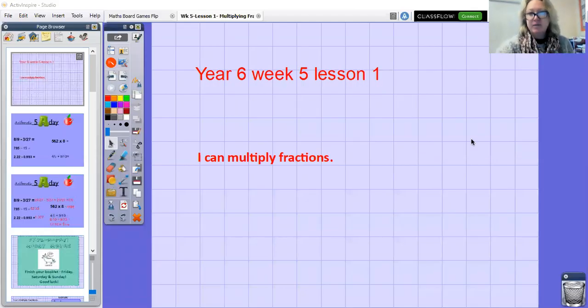Good morning, Year 6, and welcome to today's maths lesson. We are now on week 5, and you're doing really, really well. So today we are going to be looking at multiplying fractions. We did adding and subtracting fractions, and you'll be glad to know that multiplying fractions is a lot easier.